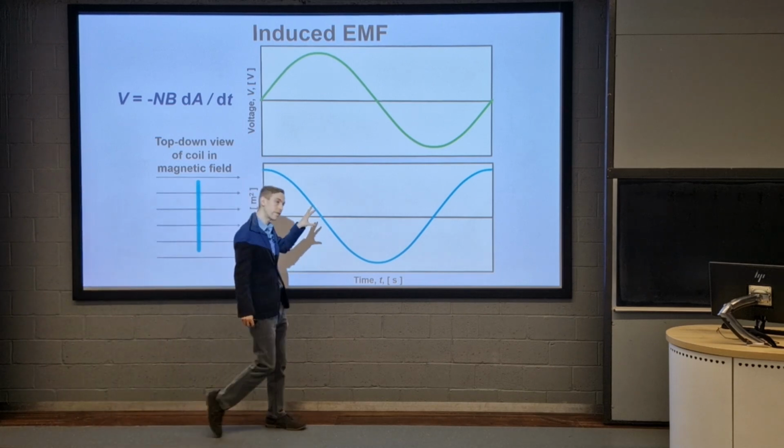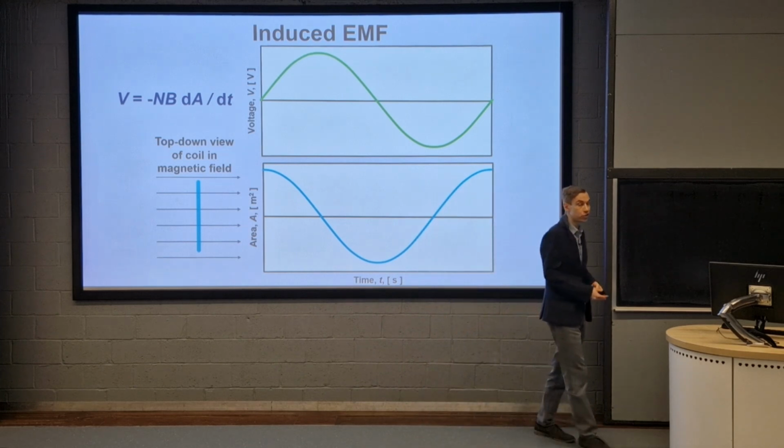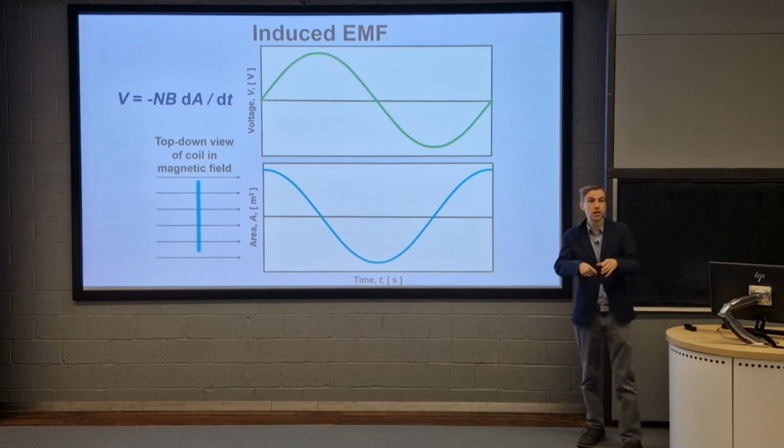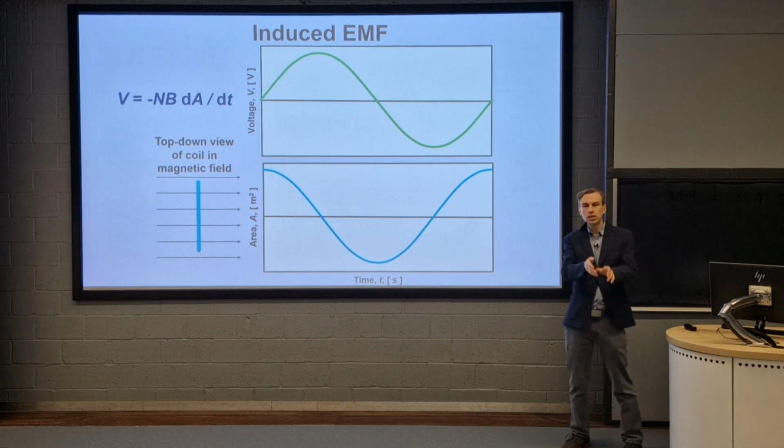Now, this is the fundamental principle behind generating electricity in something like a wind turbine. You have a permanent magnet, you have a coil of wire, and then you turn it around, and that's going to give you the voltage. So that's the fundamental physics principle.